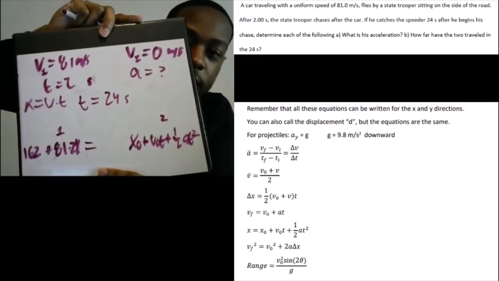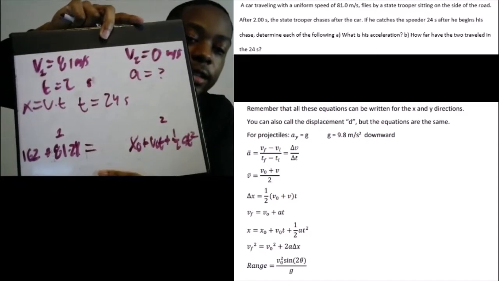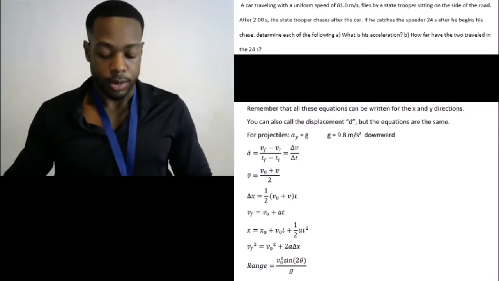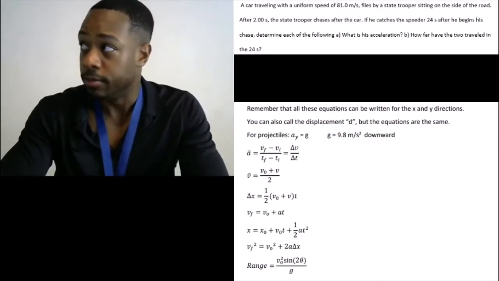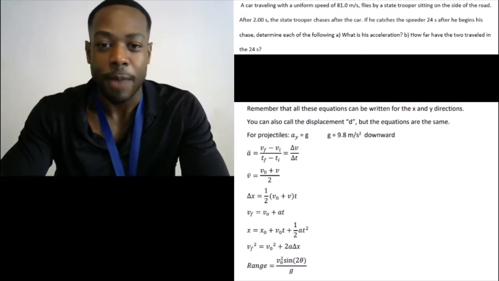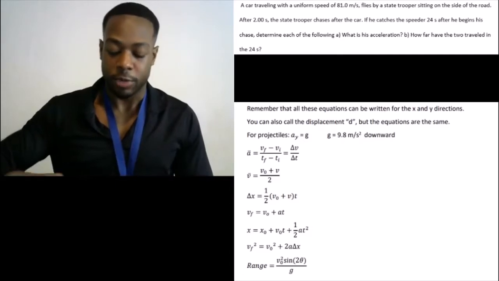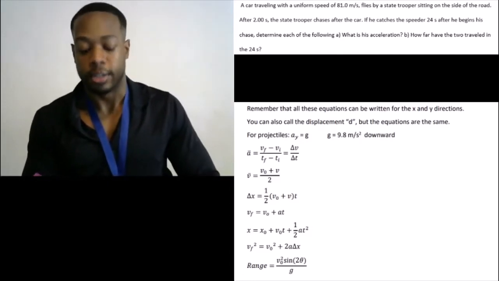So I guess we could actually go ahead and solve for part B. We're not going to do that yet. We're going to find the acceleration first. So for the second part of the equation, we've got x naught, or the displacement initially for the cop, and the cop starts at the 0 point. So his initial displacement is going to be 0. So that's easy.